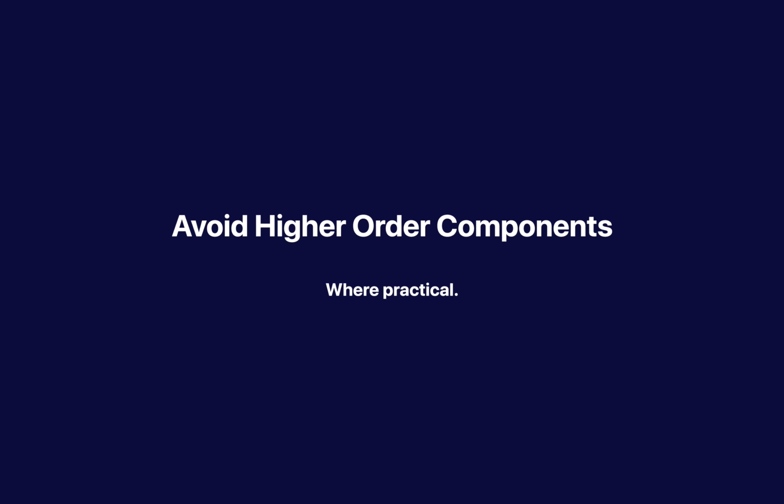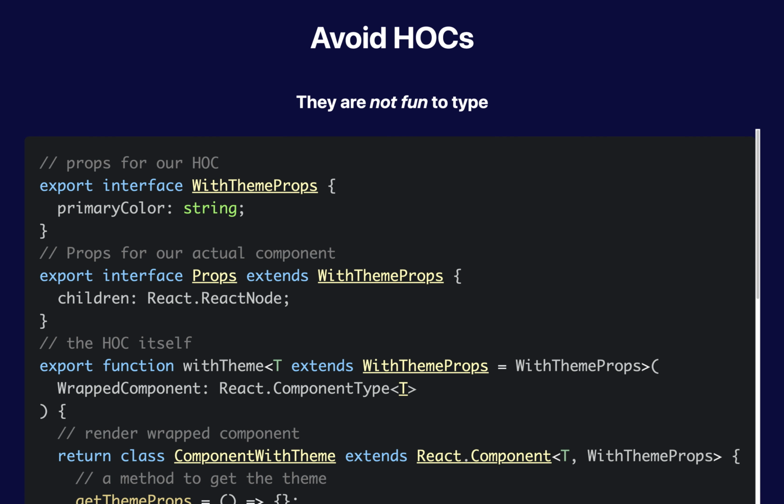Next up, I suggest avoiding higher order components where practical. So this is where you would wrap one component in another for injecting some logic, functionality, what have you. And there are a few reasons for this, but perhaps my biggest reason for avoiding them is that they're really not fun to type. So if you're writing a higher order component, you need to define the interface for your higher order component, and then same again, but for the actual component you want to use.